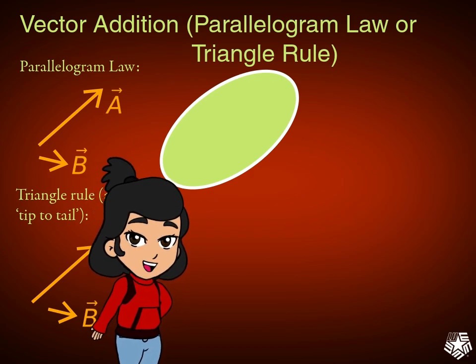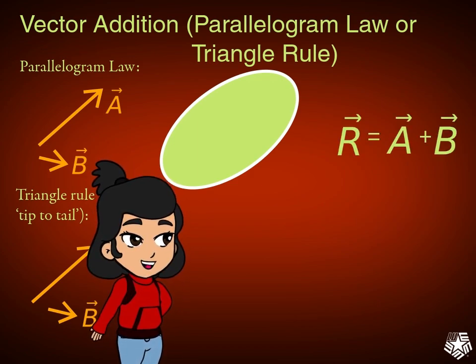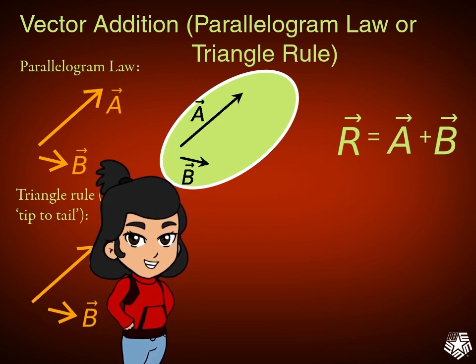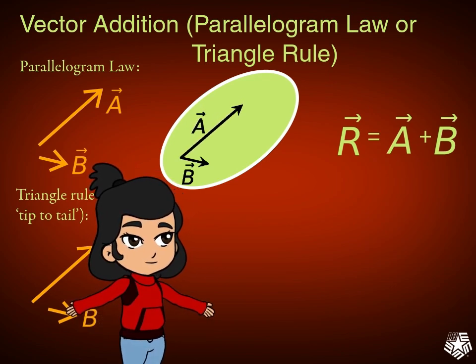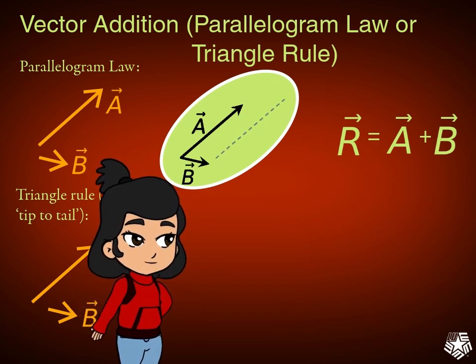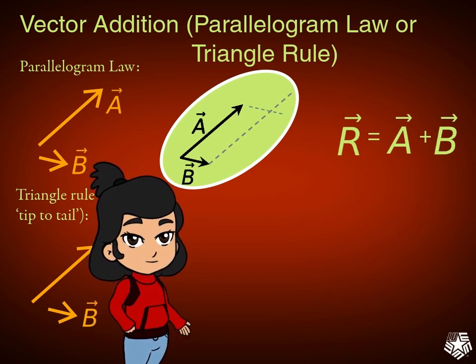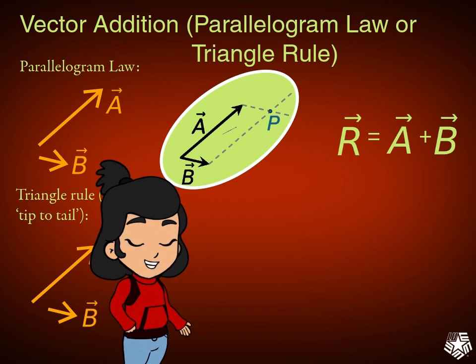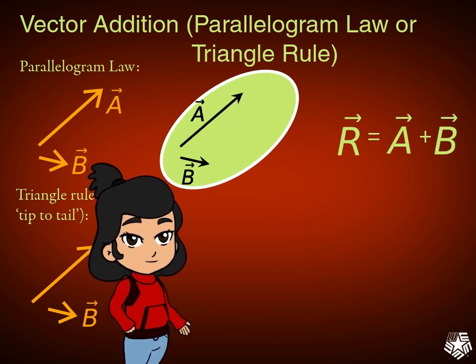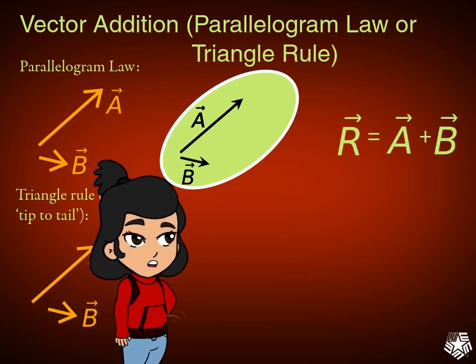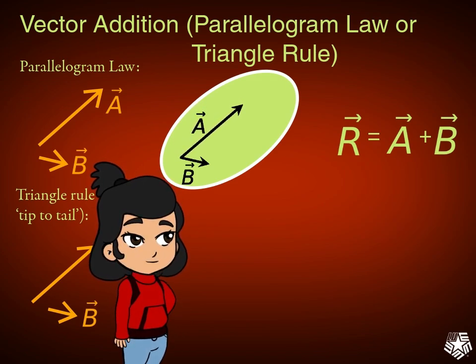Graphically, we can utilize the parallelogram law or the triangle rule. Suppose you have two forces, A and B, that you want to add. You first join them at their tails. Next, you draw a line from the tip of B parallel to A. Draw another line from the tip of A parallel to B. Note where these two parallel lines intersect. Lastly, draw a line from the tails of A and B to the point of intersection. That right there is the resulting force, R.